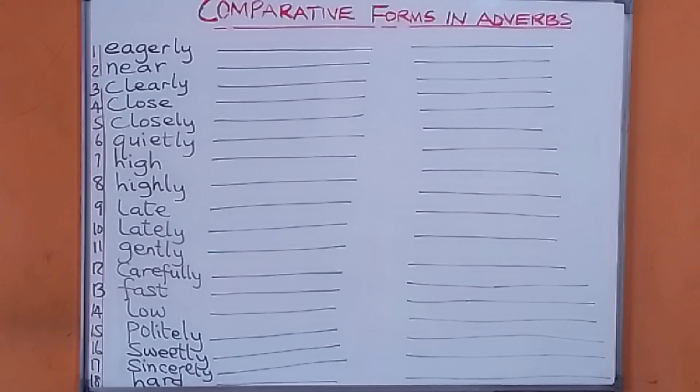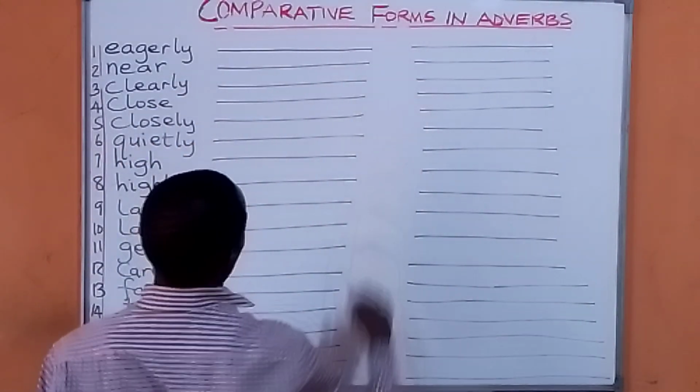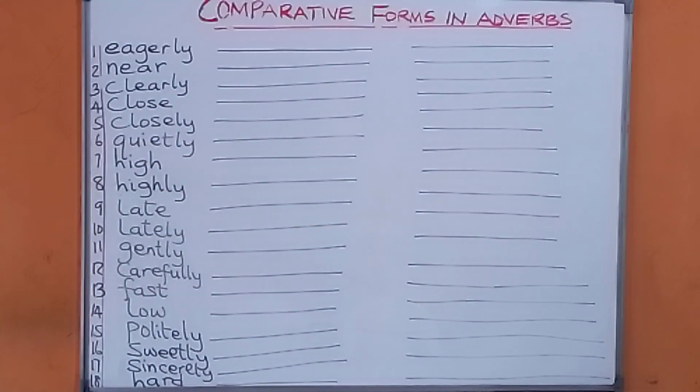Practical session of our lessons on comparative forms in adverbs. This is the practical session. So what we are going to do is, if you come to this particular video, bring your notebook that you are using for this particular channel, copy out this and fill the spaces provided with the right comparative forms of adverbs and verbs. The right comparative forms. Okay, so we're going to do that.